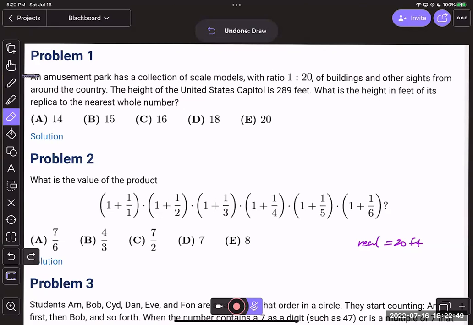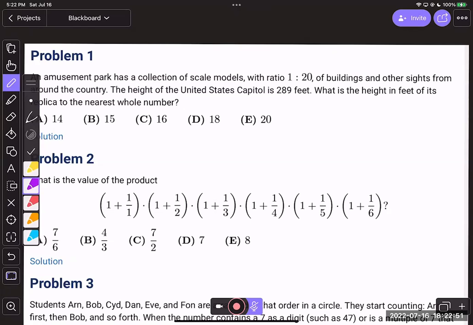So what the ratio of 1 to 20 means is that I can set up a ratio between scale to real for anything. So scale divided by real is always going to be equal to 1 over 20. Does that make sense? So that is going to be equal to my replica divided by 289 feet. So the replica height divided by 289 is equal to 1 over 20. That's what this ratio of 1 to 20 means.